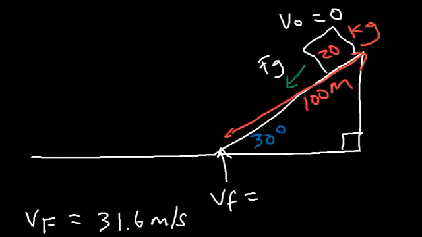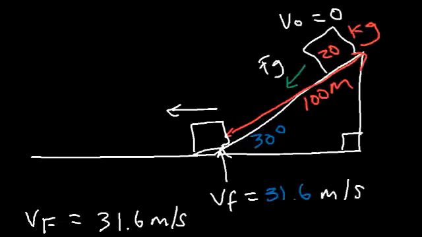So now that it reaches the bottom of the incline, so it's at this point right now, and it's moving forward with a speed of 31 meters per second. Now let's say that the horizontal surface has friction, and let's say the coefficient of kinetic friction is 0.20.